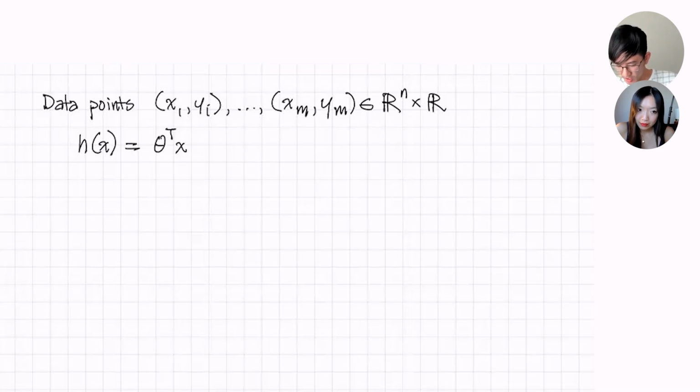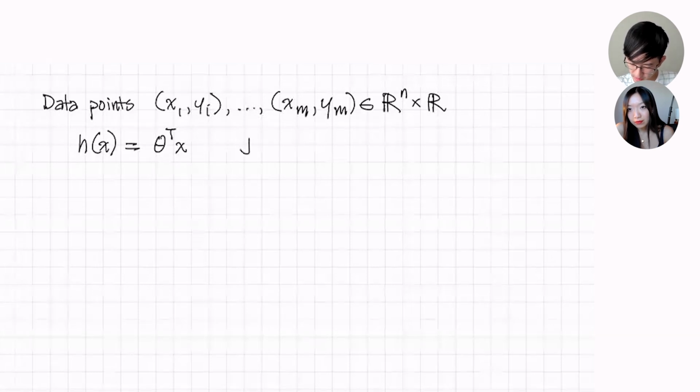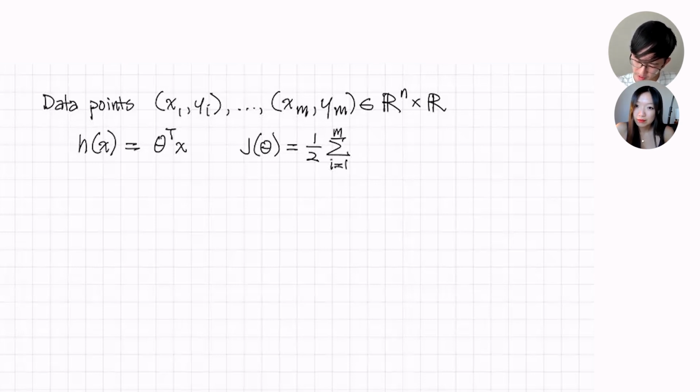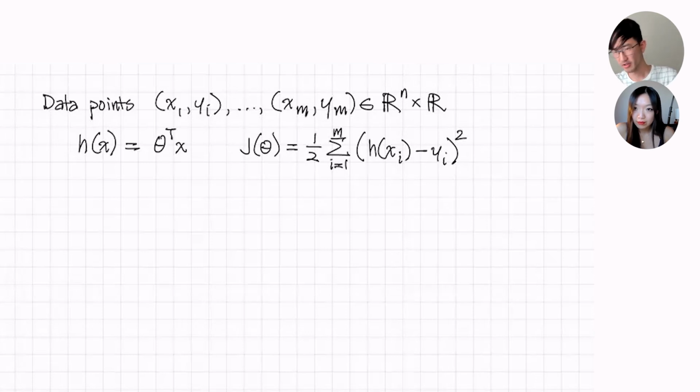And then we're trying to find theta, and the loss function for this is typically, I'll call it J of theta, would be 1/2 times the sum over all the training examples, i equals 1 through m, of the difference between what we're predicting on the ith example and what its correct label is, yi, and then all of that squared. So that's why we call it the squared loss.